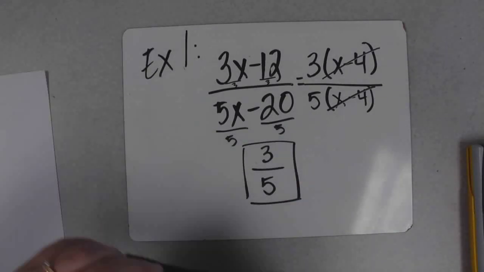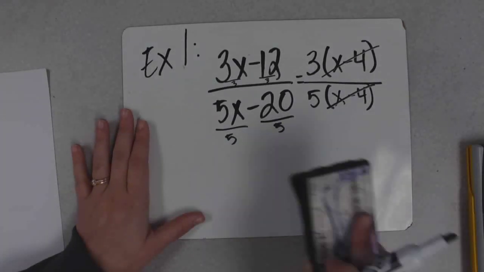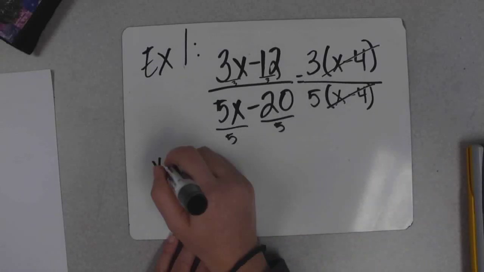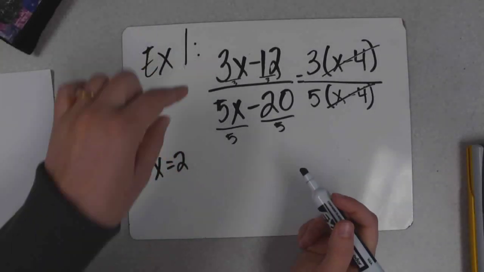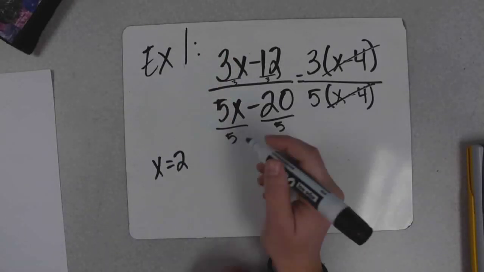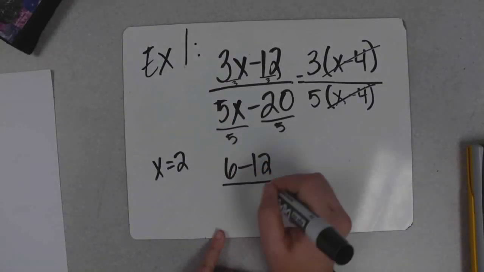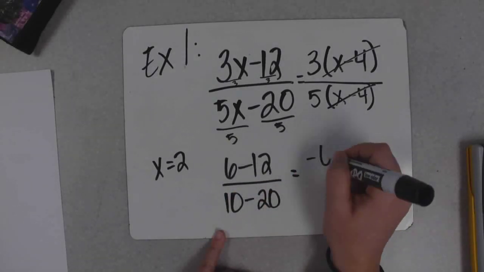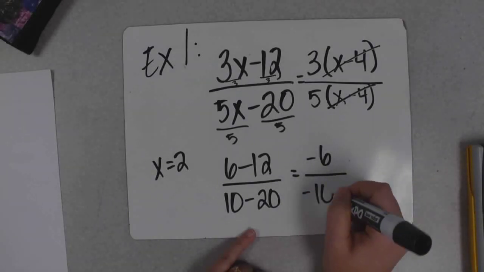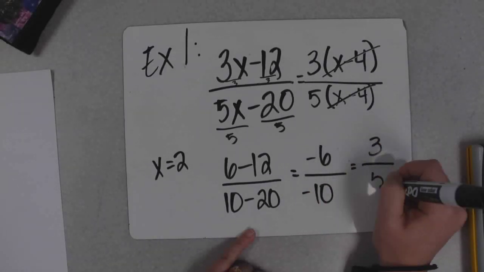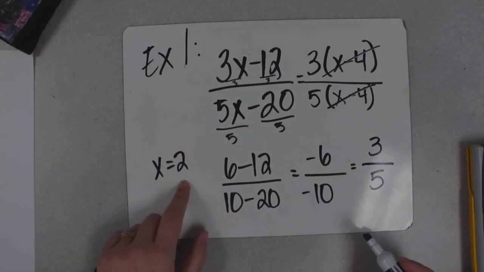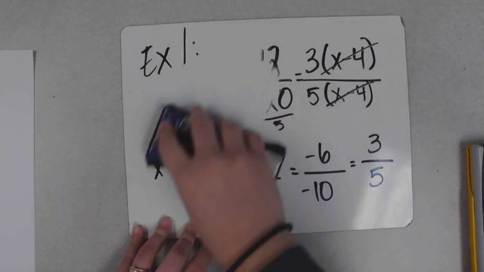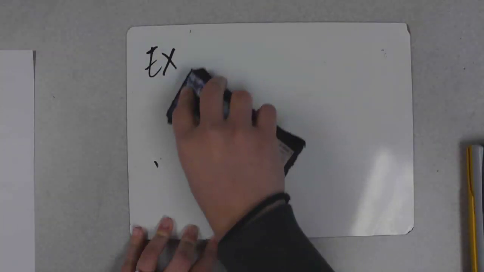To show you how that's true, and you don't have to do this with every problem, let's say I set x equal to 2 and go back to my original problem and plug in 2 for x. That gives me 6 minus 12 over 10 minus 20. 6 minus 12 is negative 6, 10 minus 20 is negative 10, and this reduces to 3 over 5. So they're equivalent. Any number you plug in for x, you're going to get the 3 over 5 back. Okay, so let's do the next example.